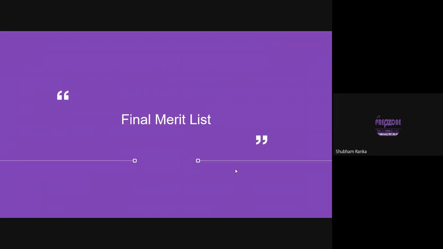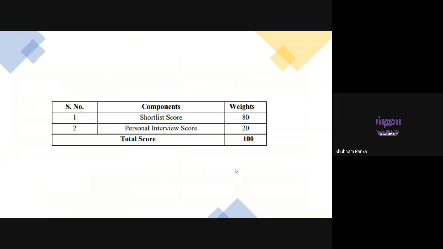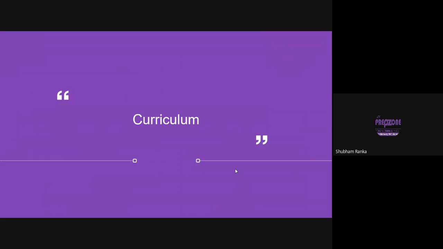Then we have the final merit list. In the final merit list, you are not going to write VAT or GD or anything. They have only a personal interview. So whatever you have scored in the shortlisting score will be added to the 20 marks for the personal interview, and based on that your final merit list will be made.